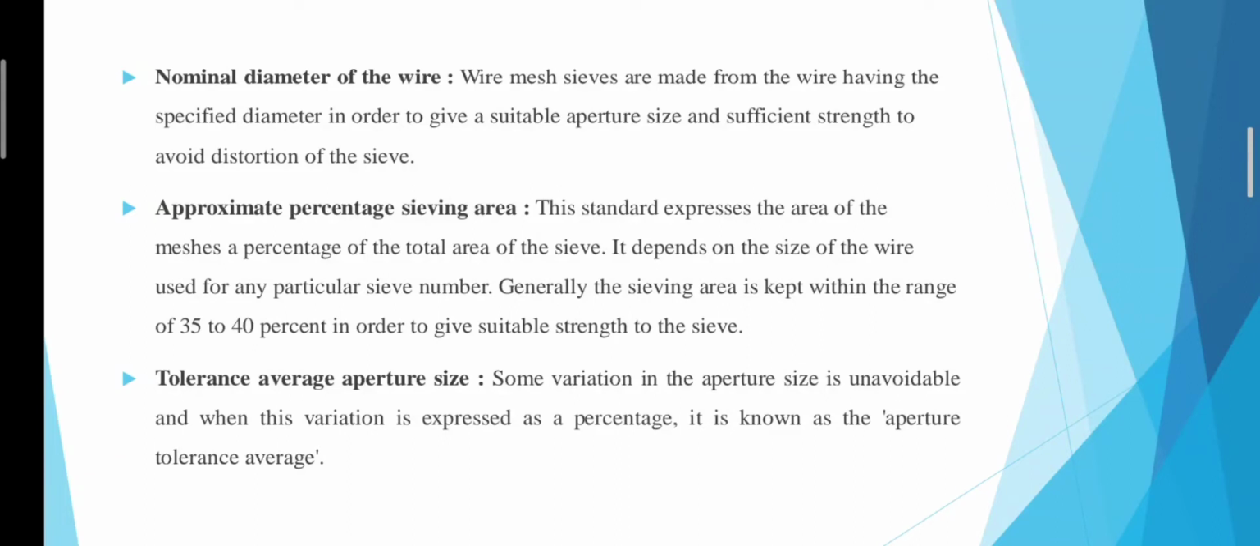These are the approximate percentage sieving area. Fifth standard, tolerance average aperture size. Some variation in the aperture size is unavoidable, and when this variation is expressed as a percentage, it is known as the aperture tolerance average. These are the standards of mesh or sieves.